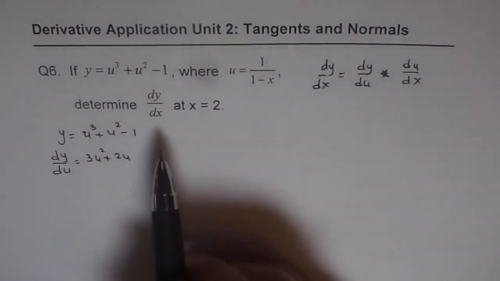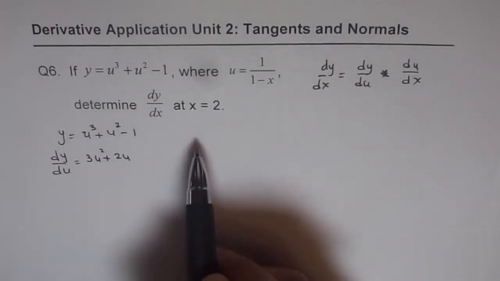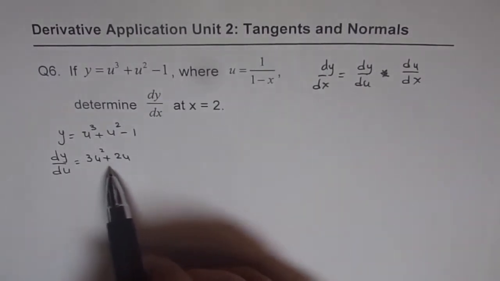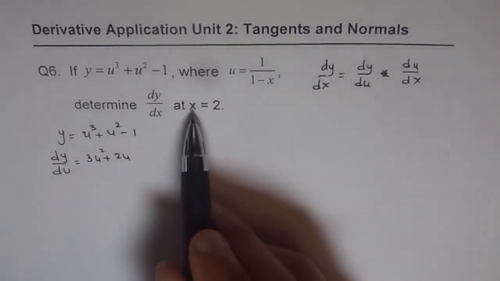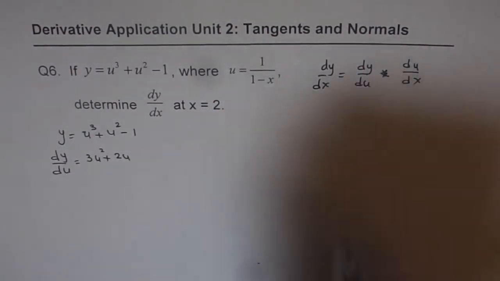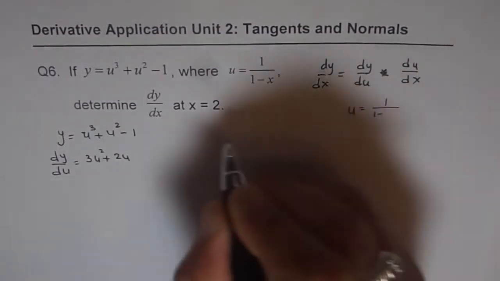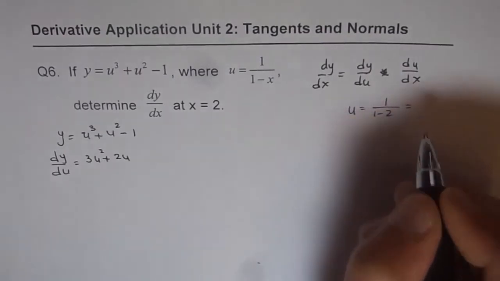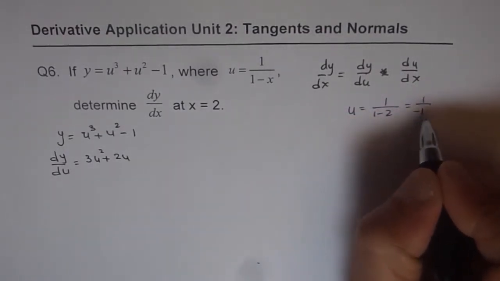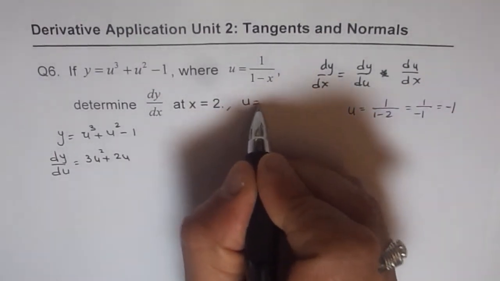Now another important thing is that we want to find dy/dx at x equals 2. So when x is 2, what is u equal to? So that we can figure out what this is. Let's find out what u is when x equals 2. We write u equals 1 over 1 minus x, which is 1 over 1 minus 2, which is minus 1. So at x equals 2, u equals minus 1.